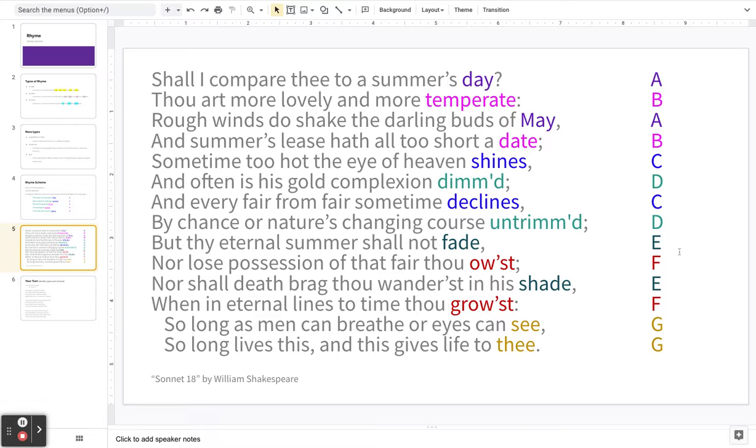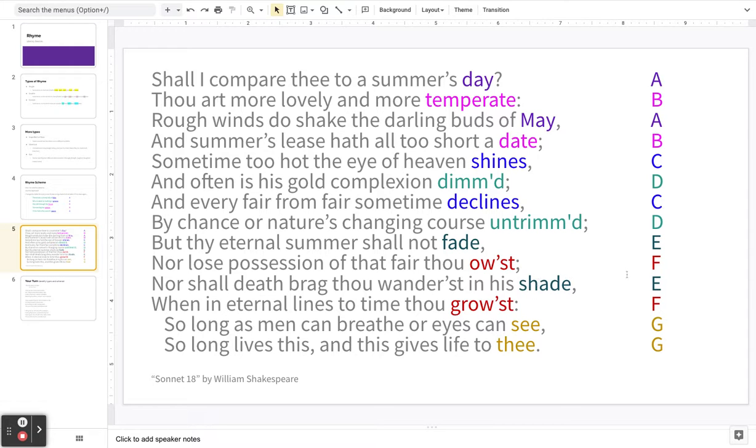New word, new letter. So new rhyme. There you go. Nor lose possession of that fair that thou owest. Okay, owest. All right, that's new. So with F. Nor shall death brag thou wanderest in his shade.